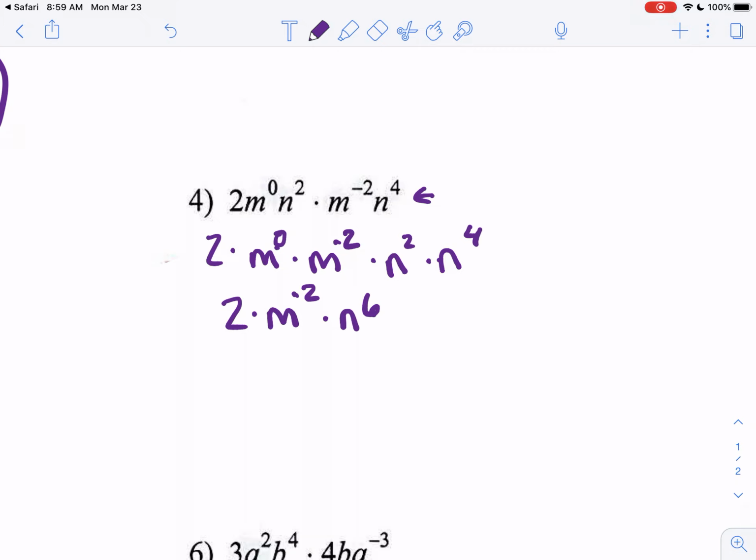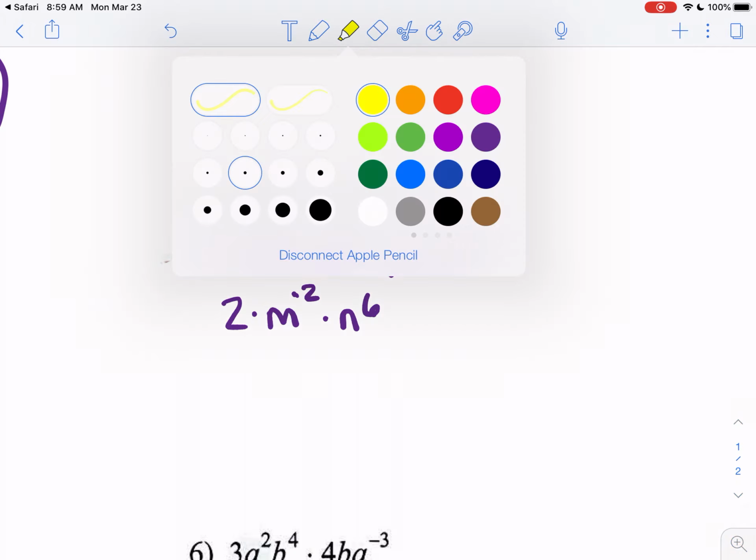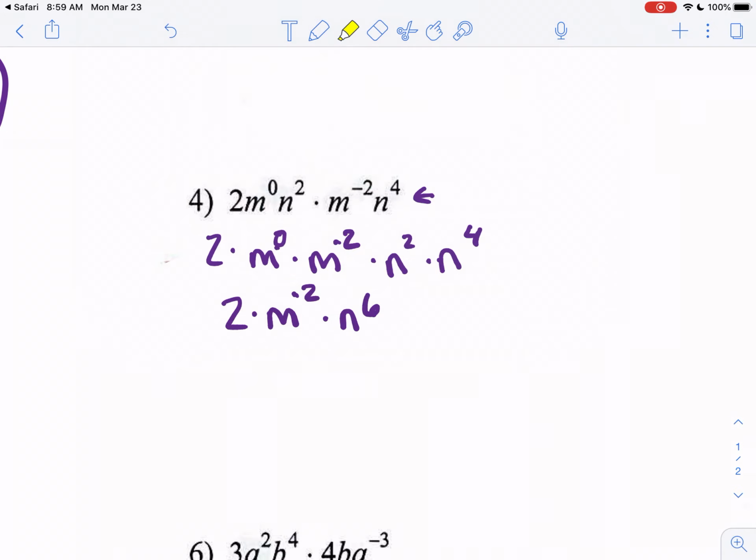Then I notice that I have that negative exponent, so my m to the negative second power is going to go into my denominator. Why are we not highlighting here? I have no idea. Oh well. So my numerator will be 2 times n to the 6th over m squared. And that's the video. That's my final answer.